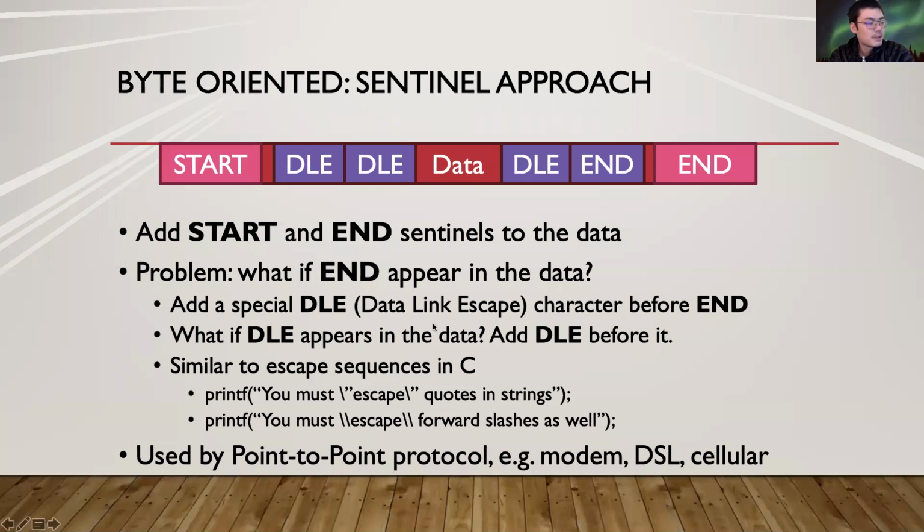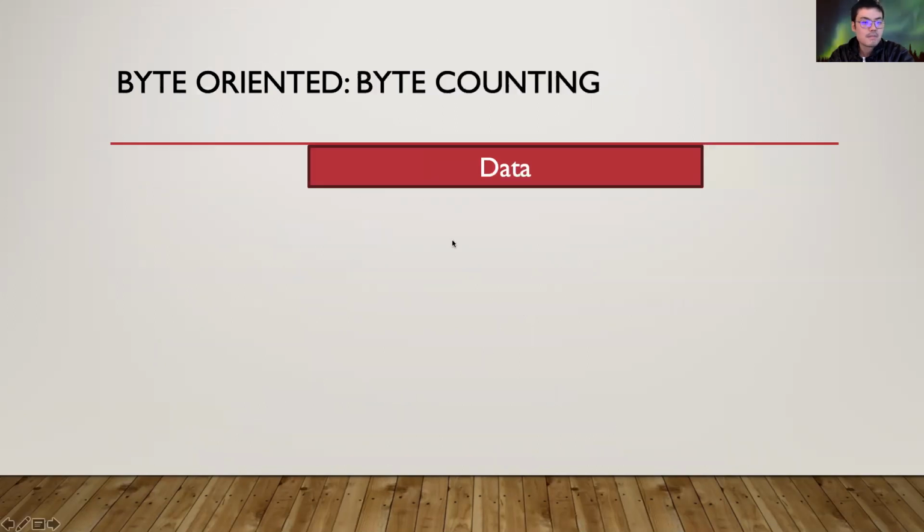And this kind of protocol is used by the point-to-point protocol in modems, DSL, and cellular. This is like a one-to-one connection. We talked about the cable connection using TV, that's shared. If you only have a point-to-point connection, you don't have multiple people connecting to the same media. You have one end and the other end serving you. So this is called PPP, point-to-point protocol. Those kinds of devices use this approach.